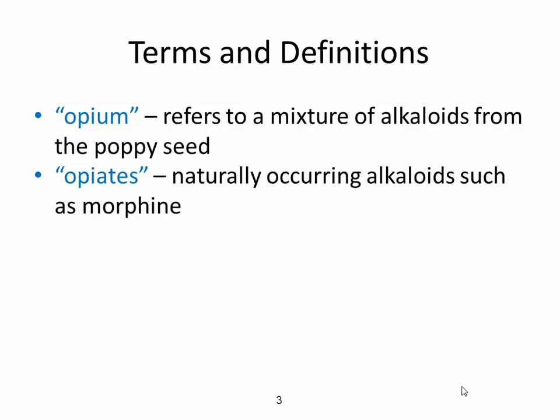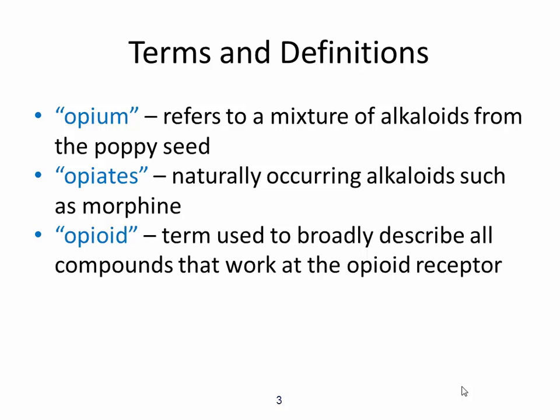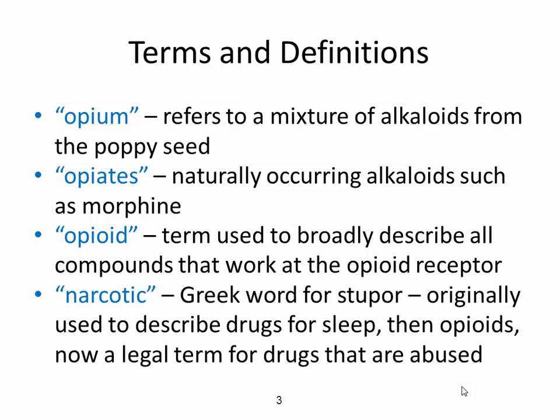Opiates usually refers to naturally occurring alkaloids, and in our case, this is specifically just morphine. Opioid is a broad term used to describe all compounds that work at the opioid receptor. Narcotic comes from the Greek word meaning stupor, was originally used to describe medications used for sleep, but now it is a legal term that is used for opioids that are abused.